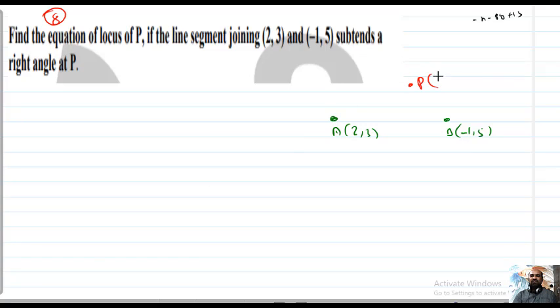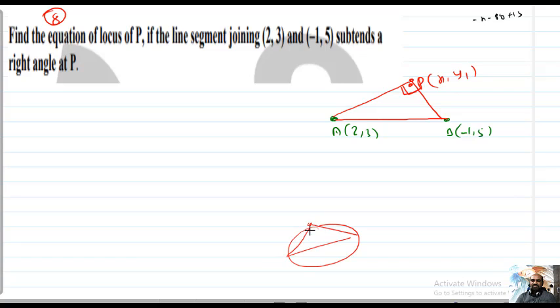For example, P is one of the points, say (x1, y1). Find the equation of locus of P if the line segment joining these points makes 90 degrees at that particular point. What is the locus of the point? Obviously, from plane geometry concepts, we can say that the locus is nothing but a circle, because the angle in a semicircle is 90 degrees. This means the point P moving under this condition will form a circle. But here you want to find the locus equation.